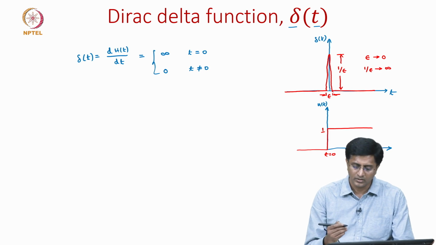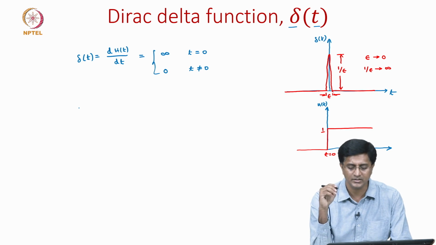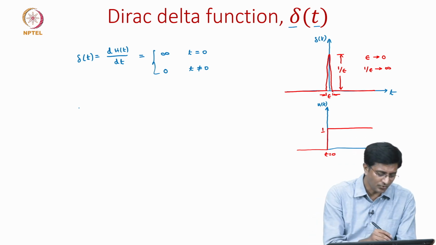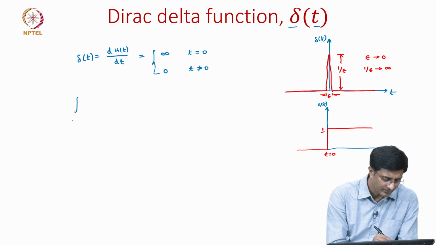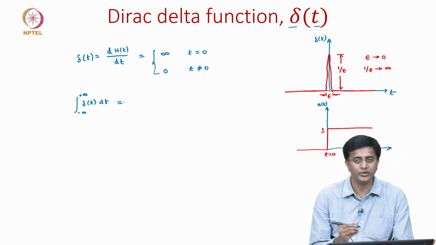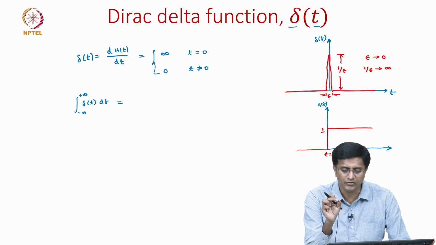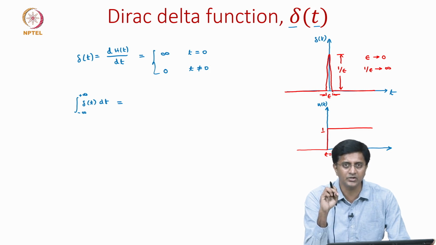So, it has another interesting property: what is the area under this curve? Or in other words, what is the value of the integral of the Dirac delta function times dt going from minus infinity to plus infinity? What do you think this value will be? The way we have defined this spike is that the width is epsilon, which is an infinitesimally small value, and the height is 1 by epsilon. So, the area under this curve is 1.